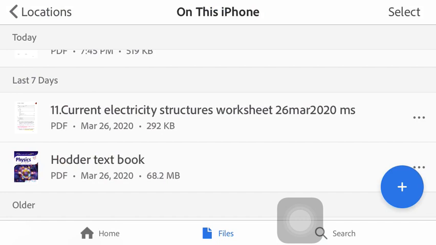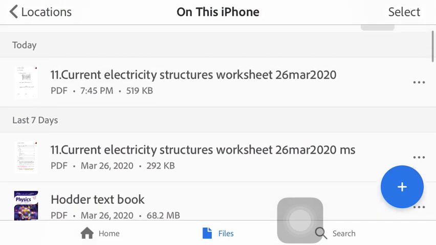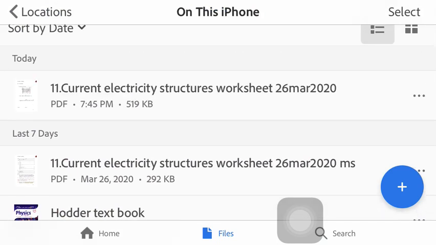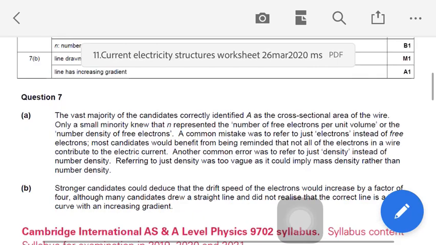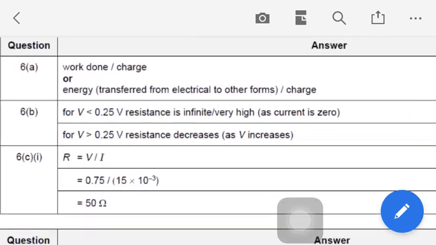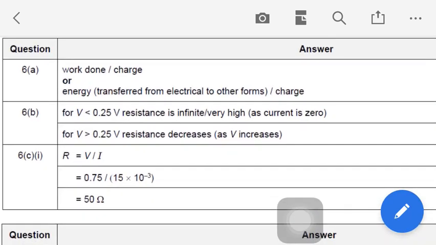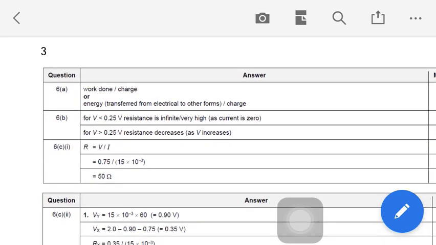Then, if you look at the mark scheme here, it simply says energy, work done over charge, or energy transferred over charge. But you also mentioned that the potential difference between 2 points is the energy transferred per unit charge when it travels from one point to the other. So you mentioned the 2 points as well.